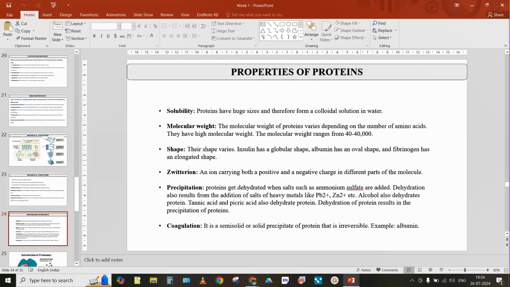Then precipitation. Proteins get dehydrated when salts such as ammonium sulfate are added. Dehydration also results from the addition of salts of heavy metals like lead and zinc. Alcohols also dehydrate protein. Tannic acid and picric acid also dehydrate protein. And the last one is coagulation. It is a semi-solid or solid precipitate of protein. It is irreversible. An example is albumin.